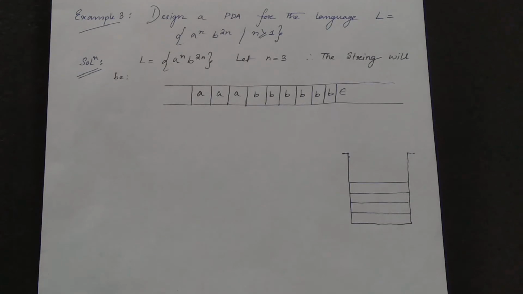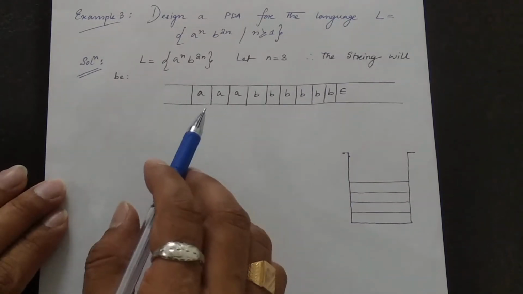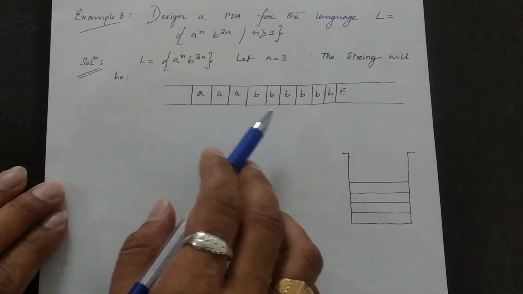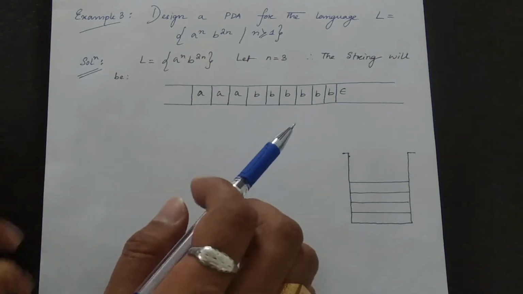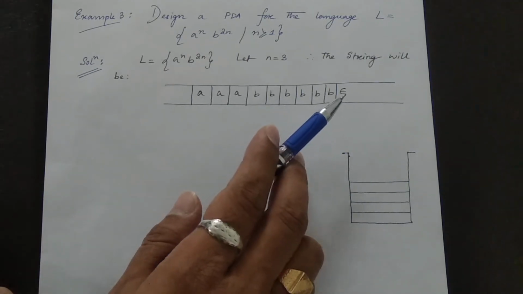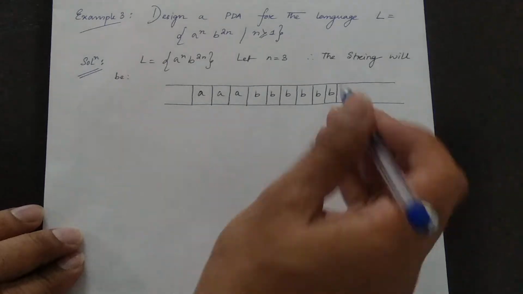The example given to you is: design a PDA for the language a to the power n, b to the power twice n, where n is greater than or equal to 1. As such, we cannot do infinite languages, and I cannot explain infinite languages. So I'm taking only a finite value, n equals 3. So the string will be of this pattern: three A's and 6 B's, as b to the power twice n. And then in the input tape, I have taken the epsilon in order to finish it off.